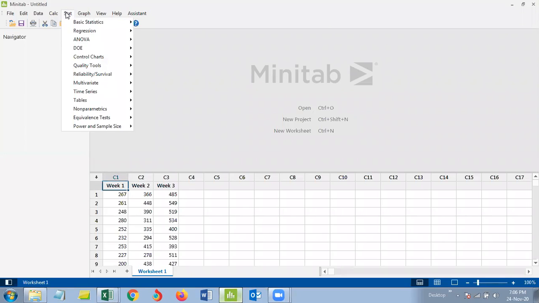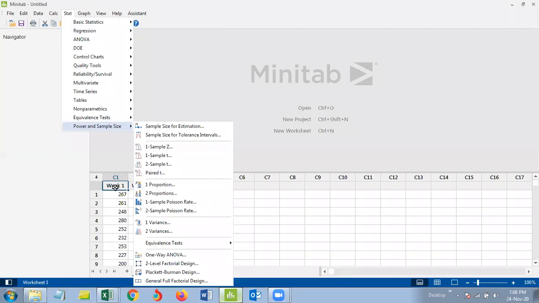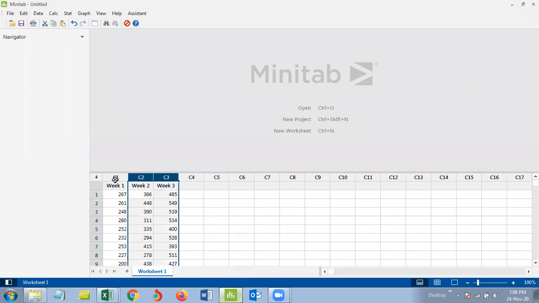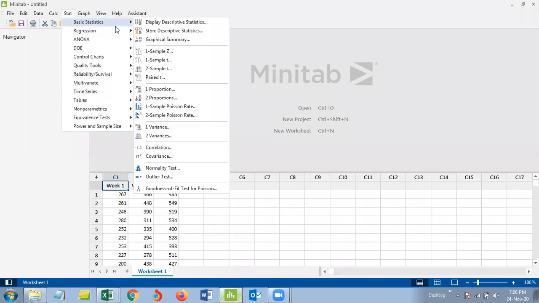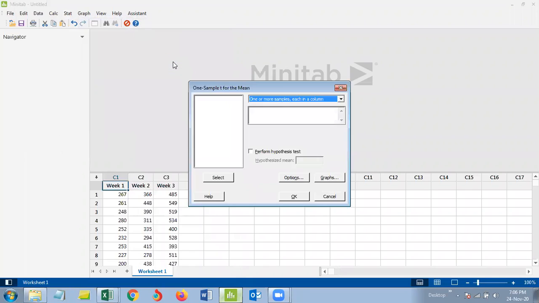Say first week, we have just week one data. You don't have week two and week three data. After 1 week of implementation, you want to check your target. Stats, basic statistics, and you have one sample T here. You select this one sample T.